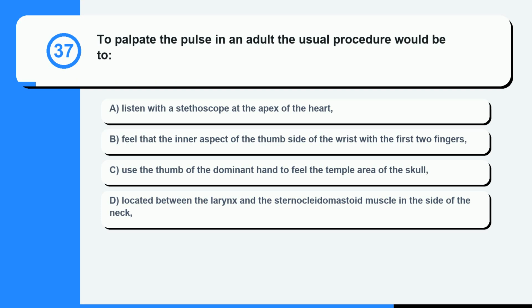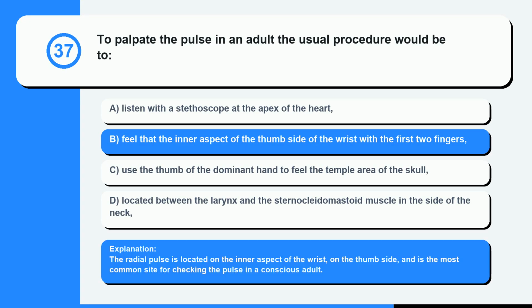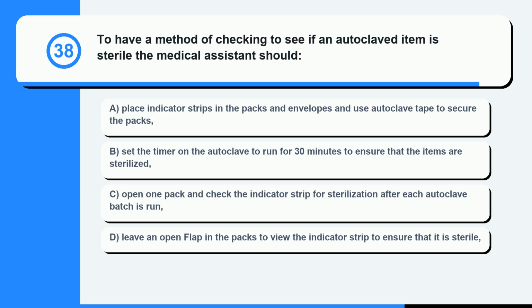Question 36. Which of the following reagent strip panels would show an abnormal finding if a person is suffering from a bacterial urinary tract infection? A. Plus glucose. B. Plus nitrites. C. Plus ketones. Or D. Plus bilirubin. The correct answer is B.